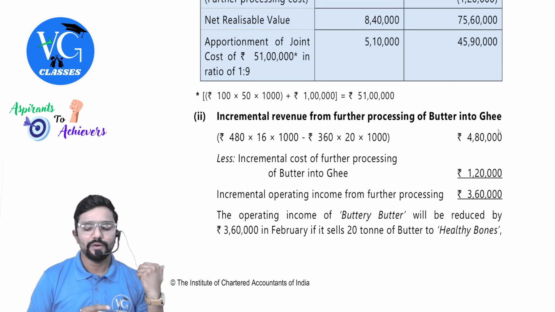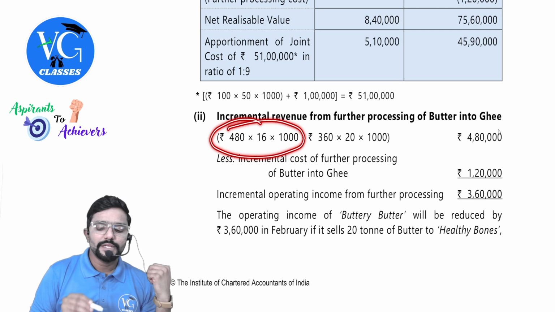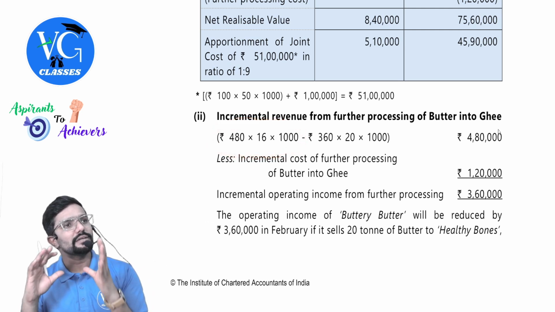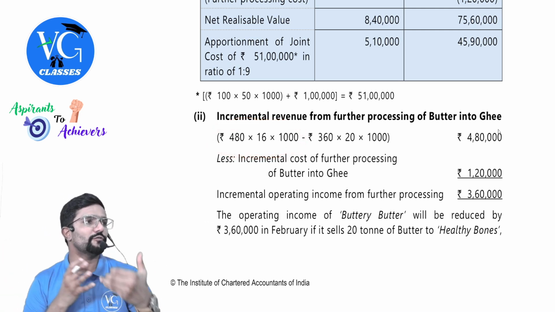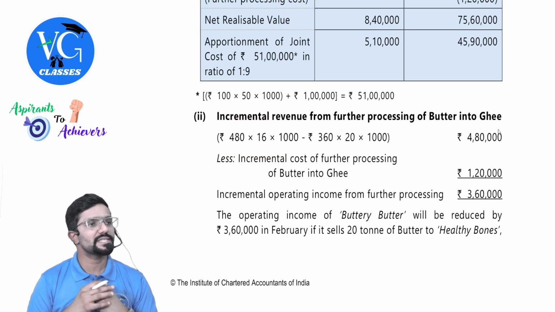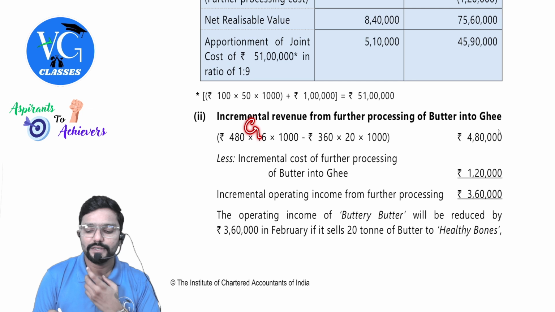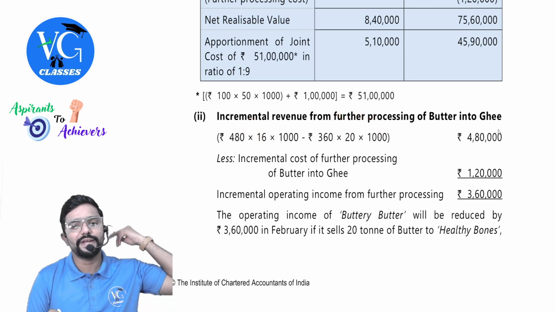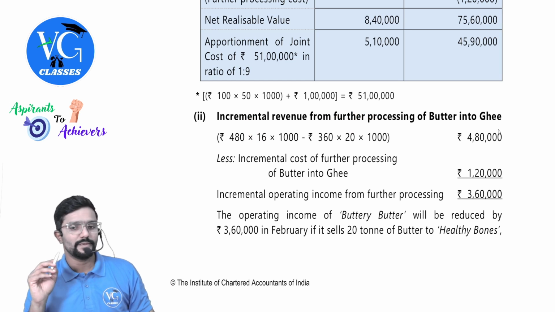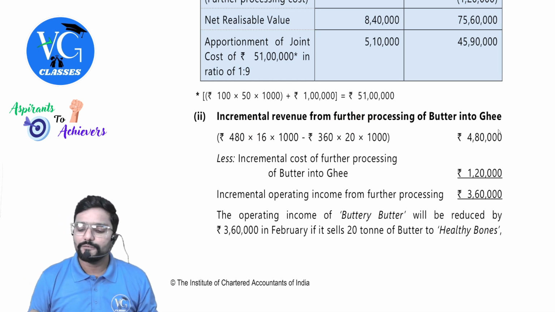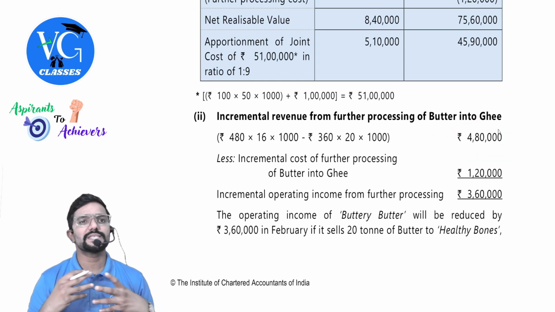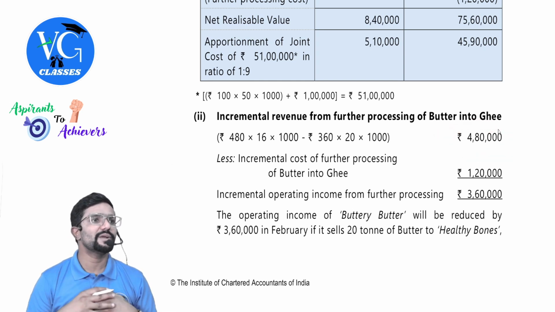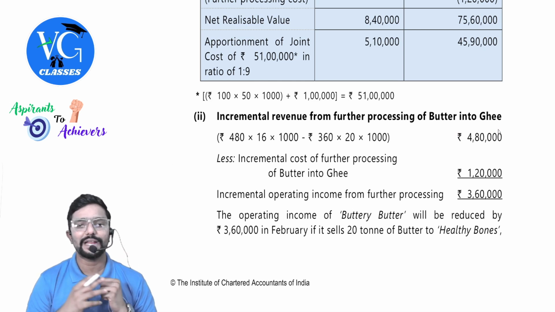If I sell ghee, what is the sale revenue I will get? 16 kiloliter into 1000 into 480 rupees per liter. This is the sales revenue for ghee, guys. Now, sir, if I sell butter, what will I get? 360 into 20 into 1000. So, what is the difference, sir? 4 lakh 80. So, if you process butter into ghee and sell, you will get an additional revenue of how much? 4 lakh 80.